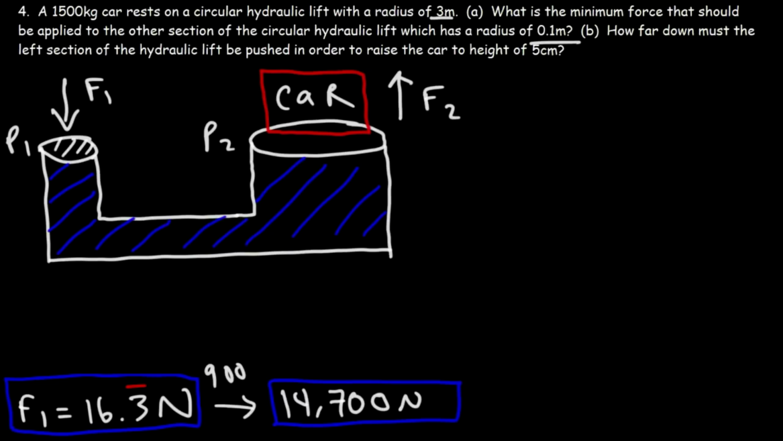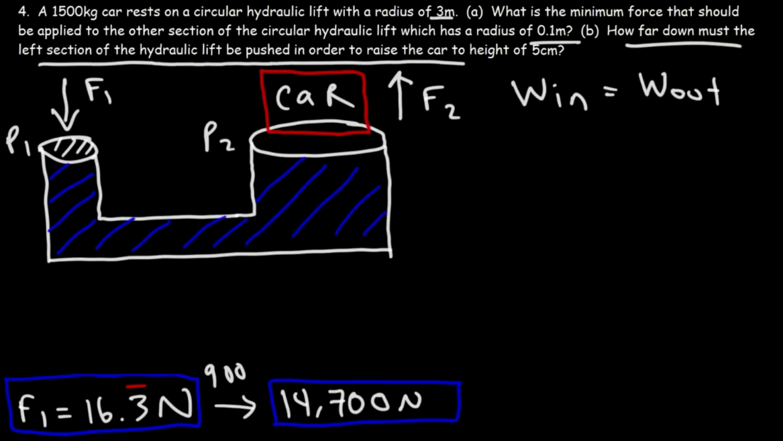So the hydraulic lift can take a small force, multiply it, and create a large force to lift up heavy objects. But there's a cost. Nothing comes free. The work that we do at the input must equal the work that we do at the output, because energy must be conserved. And so this is going to lead us to part B. How far down must the left section of the hydraulic lift be pushed in order to raise the car to a height of 5 centimeters?